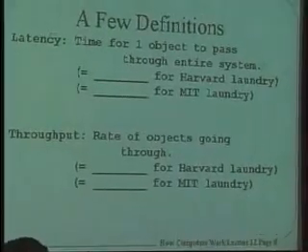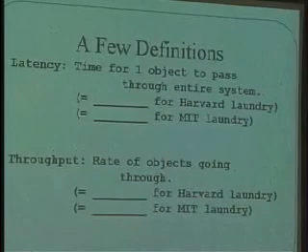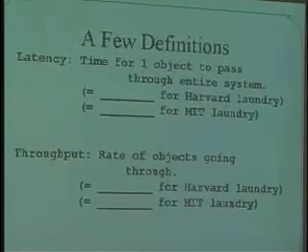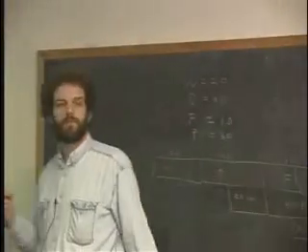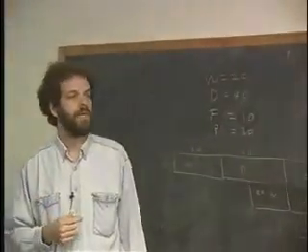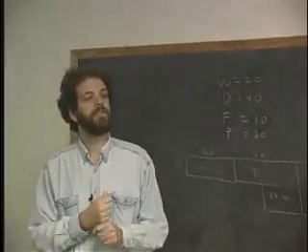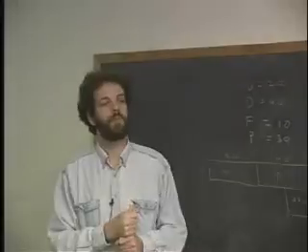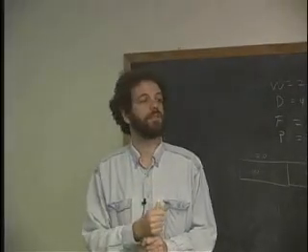So the latency is a measure of how long it takes a single item to pass through the entire system. Okay, and I've written the answers to this slide up on the board here. And the throughput is the rate at which the objects go through the system. And what pipelining allows you to do is drastically improve the throughput of the system. What it does not allow you to do is improve the latency of the system.